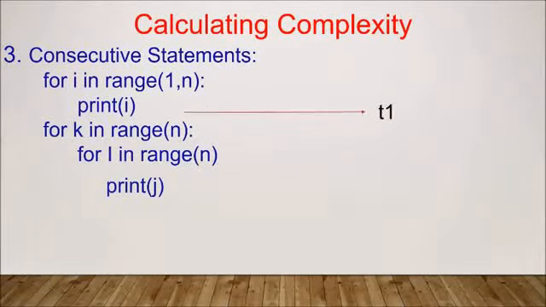Suppose the time needed to execute this statement will be t1. So 1 to n means how many times will this loop execute? n minus 1. And the total time that will be needed for this is n minus 1 into t1. n minus 1 into t1 will be needed to execute this particular statement.